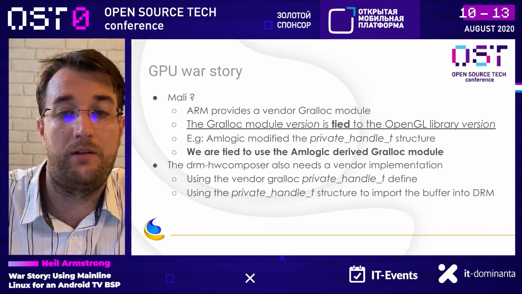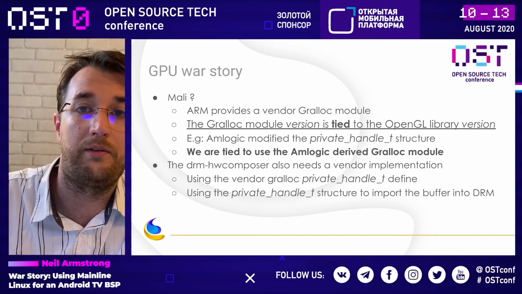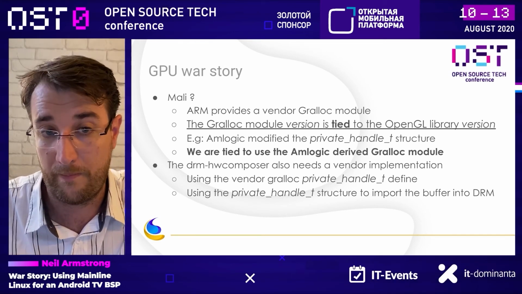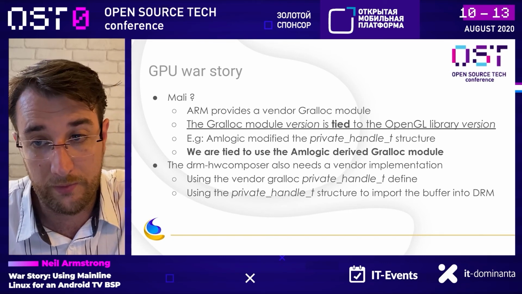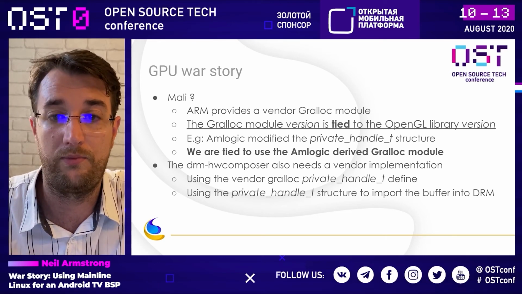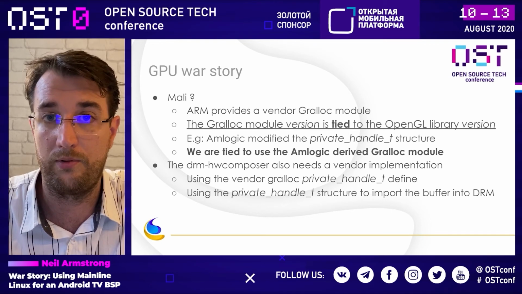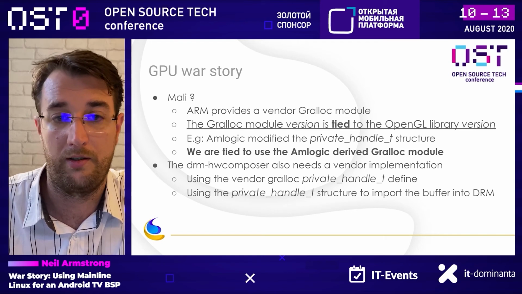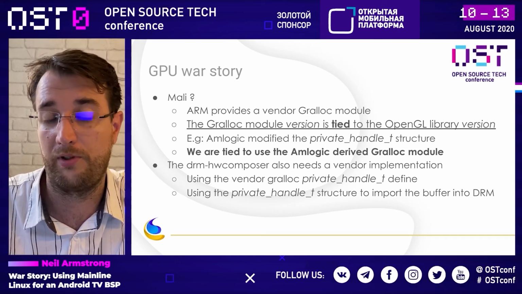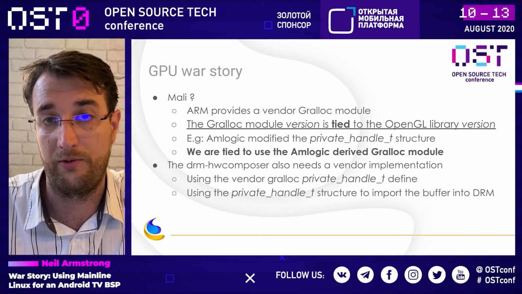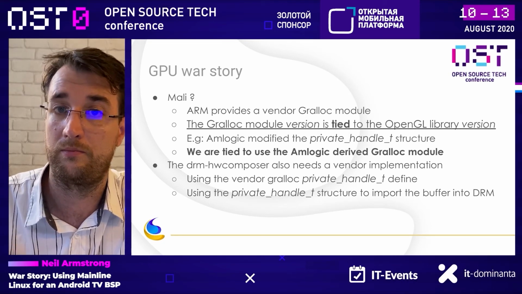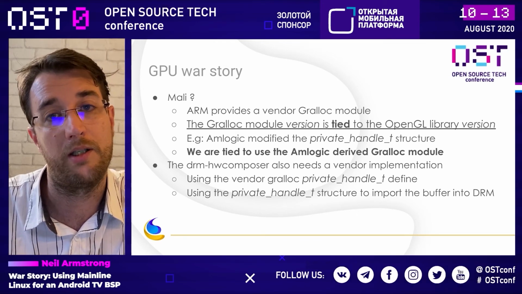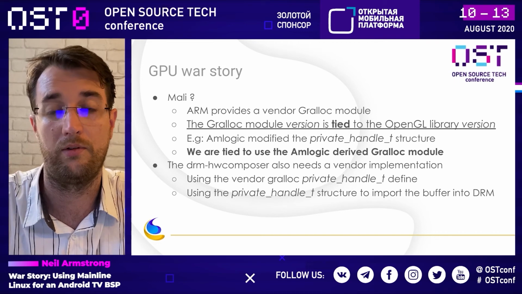So how ARM Mali is handled like this. ARM provides an open source Gralloc module, which is great. But you need to use the correct Gralloc module, the same version as the OpenGL library version. ARM changed this private_handle_t often. In each Gralloc and DDK Mali, they change the content of the structure.